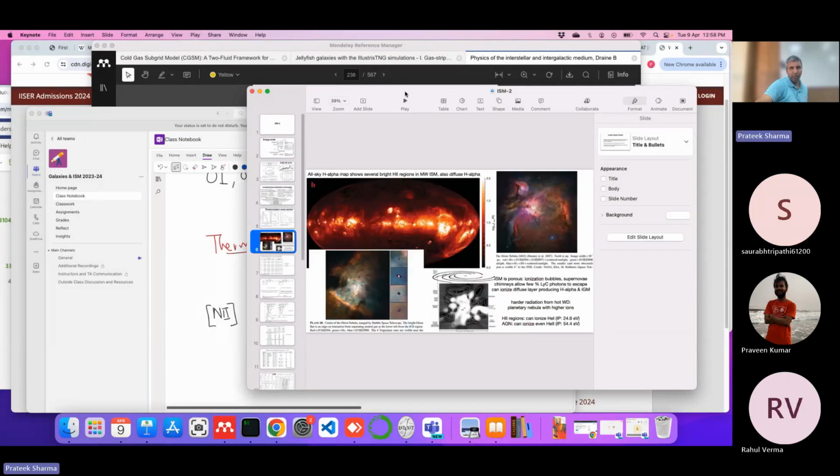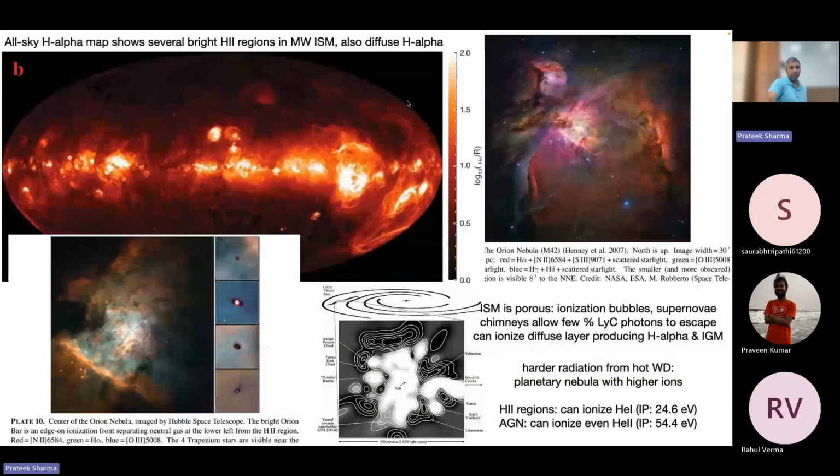So I'll actually show some images here. This is an all-sky H alpha map for the Milky Way, and it shows bright regions in H alpha, n equal to 3 to 2 transition. So this is a radiative recombination line. Right? 3 to 2 is a radiative recombination line. And you can actually see a lot of these things are H2 regions.